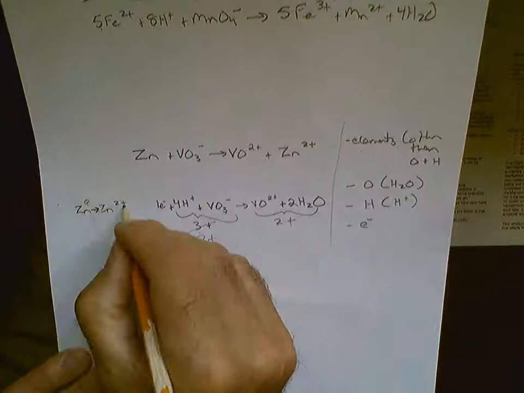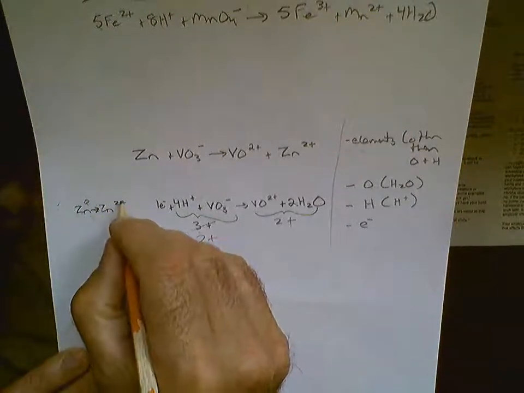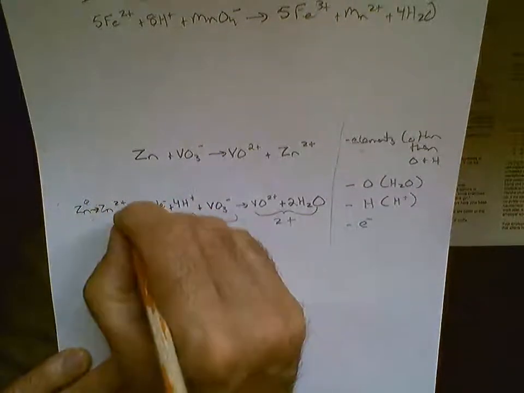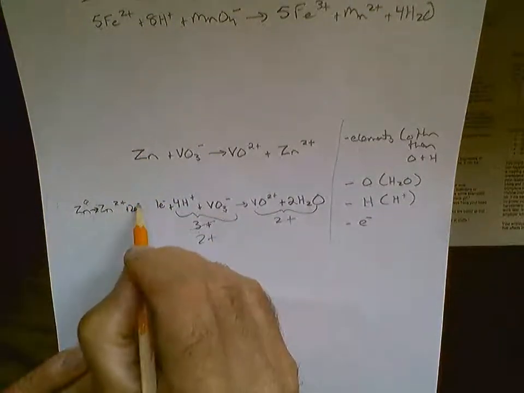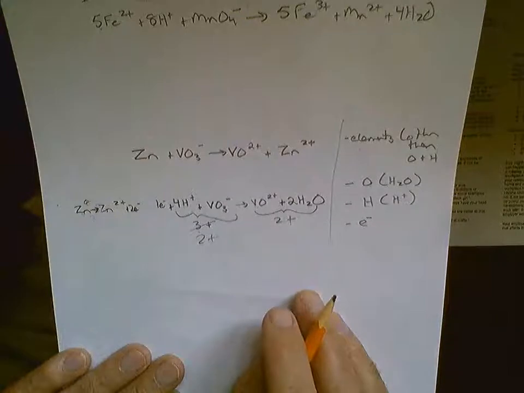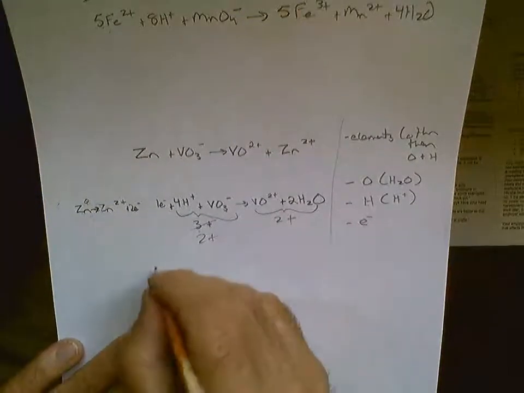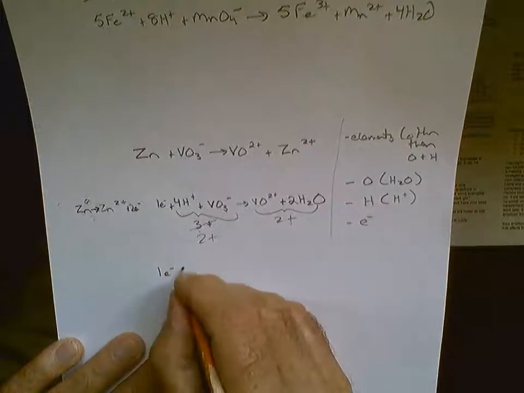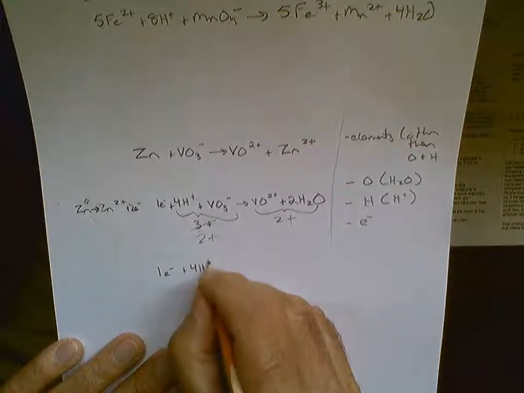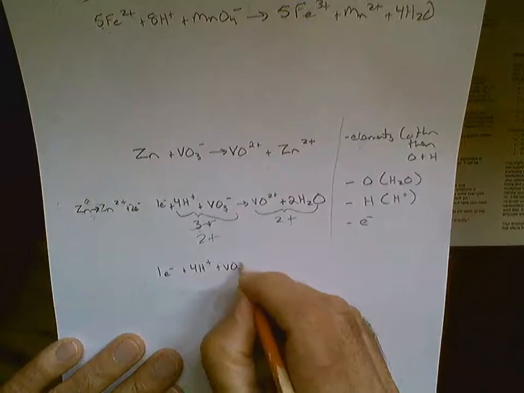Here we have a 0 and we have a 2 plus. We've got to bring that 2 plus down to 0. Let's add 2 electrons. Okay, 2 minus and 2 plus is equal to 0. Now what you want to do, I know it's a lot of steps. Now what you want to do is you want to write your 2 equations out that you have so far, one on top of the other.